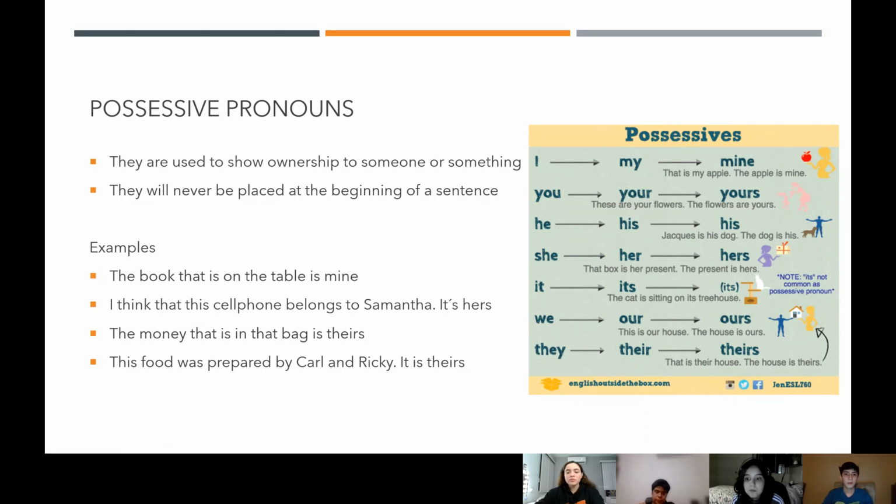Then we're going to talk about the possessive pronouns. They are used to show ownership to someone or something, and they will never be placed at the beginning of a sentence. Some examples are: the book that is on the table is mine. I think that the cell phone belongs to Samantha. It's hers. The money that is in the bag is theirs. The food was prepared by Carl and Ricky. It's theirs. And the possessive pronouns will be mine, yours, his, hers, its, ours, and theirs.